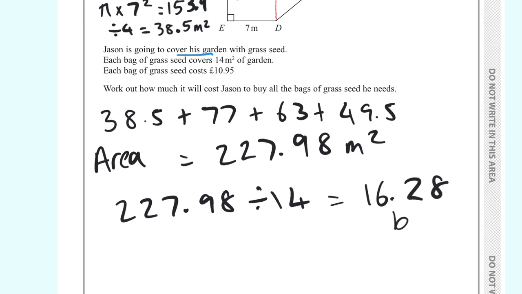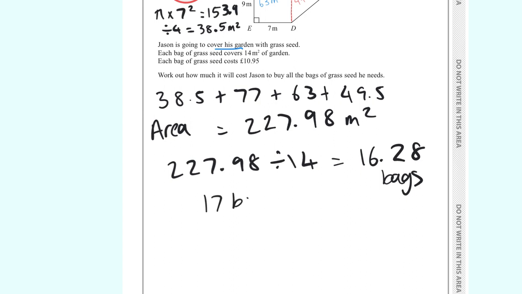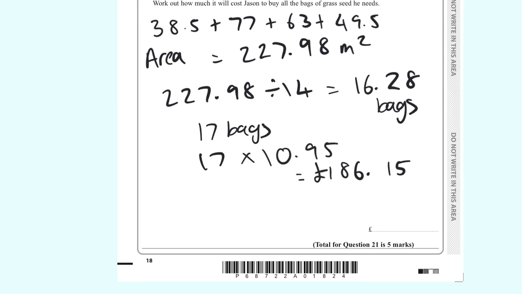16.28 bags. Now, I don't know about you, but you can't go to the shop and buy 0.28 of a bag, right? So you can't buy 16 bags. You're going to need 17 bags. Okay, so we're going to do 17 times by the cost to tell us how much it costs him to sort out his garden. Right, it's going to cost that bloke £186.15 to sort out his garden. Fair play.